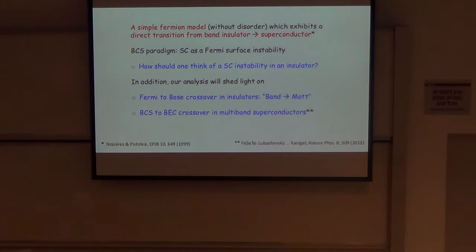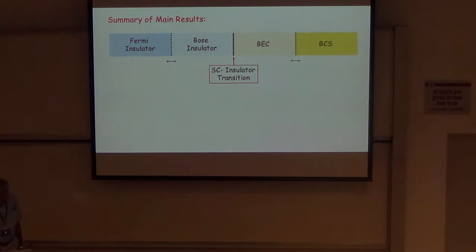Start with a band insulator, you already have 2 bands, and then the system becomes superconducting. And there's very beautiful work from Amit Kanigel's group some years ago on a selenide, which seems to offer a possible example of the solid state BEC to BCS crossover. So maybe right at the outset, let me give a summary of my main results.